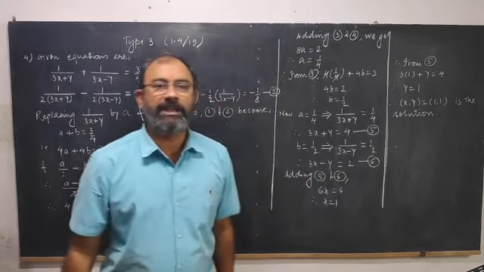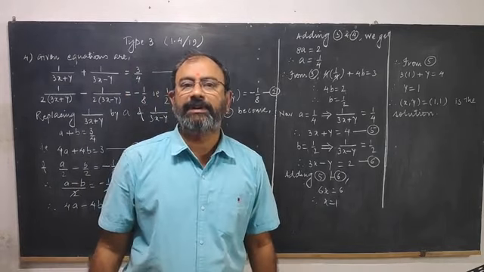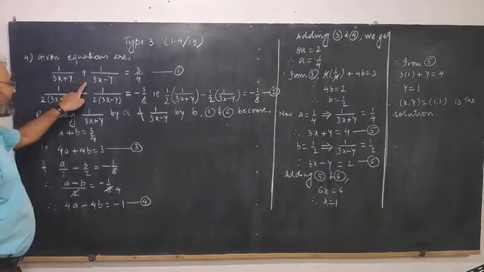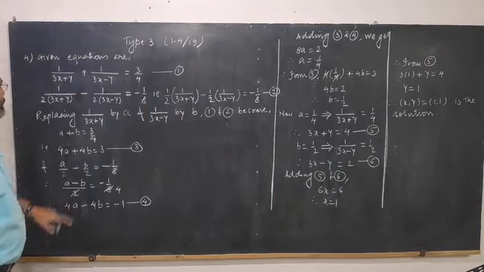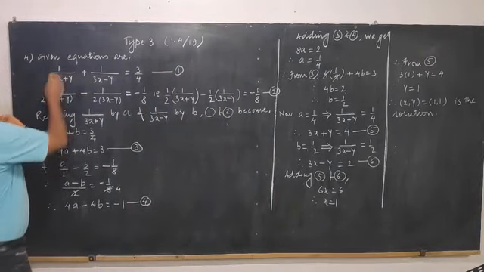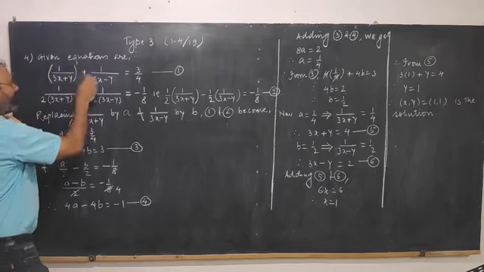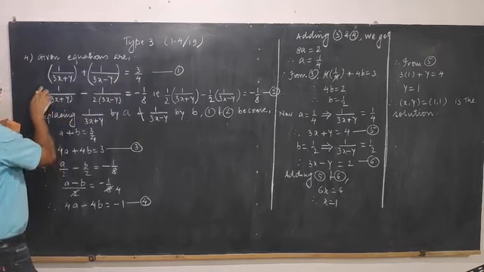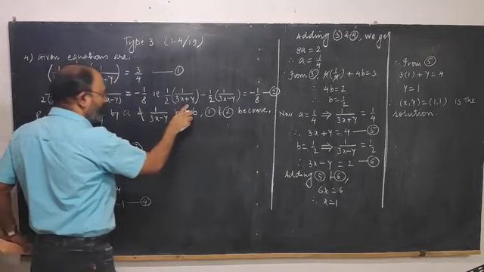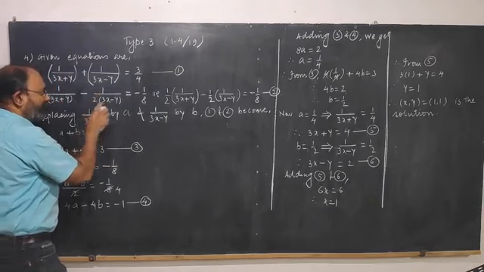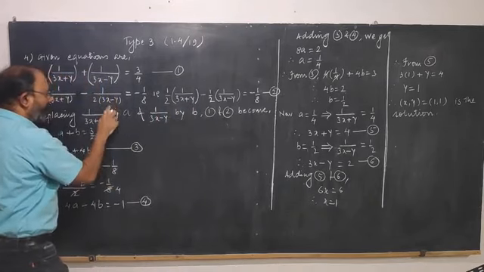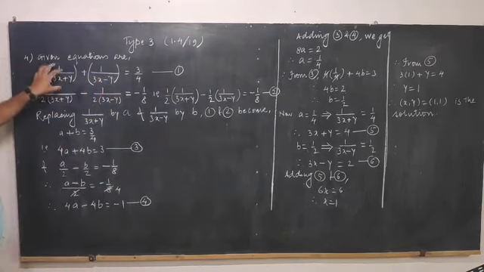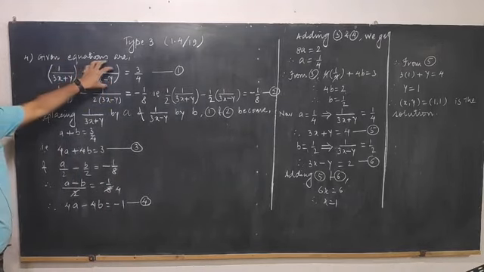So let us start discussing the solution of this example. This is the first equation given, and this is the second equation given. Let me put this term in a bracket, and this also in a bracket. I rewrite this as 1 by 2 into 1 upon 3x plus y, and 1 by 2 into 1 upon 3x minus y, equal to minus 1 by 8. I am considering this bracket as a and this as b.